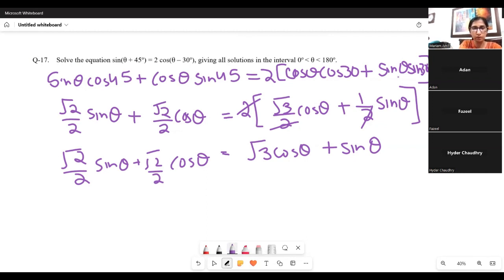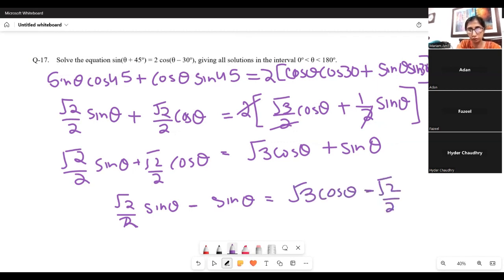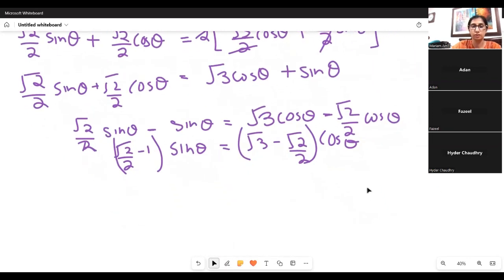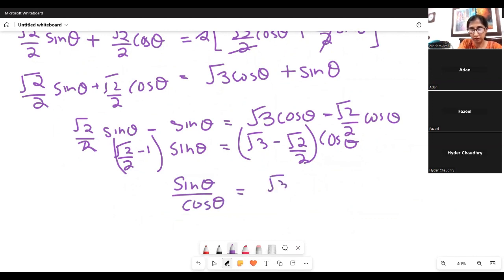So sine terms to the same side: under root 2 by 2 sine theta minus sine theta, and under root 3 cos theta minus under root 2 over 2 cos theta. Sine theta can be taken common: under root 2 by 2 minus 1 bracket sine theta is equal to under root 3 minus under root 2 by 2 cos theta. Then sine theta by cos theta can be replaced with tan theta, and this would be under root 3 minus under root 2 by 2 upon under root 2 by 2 minus 1.